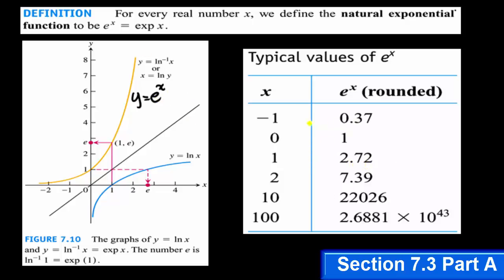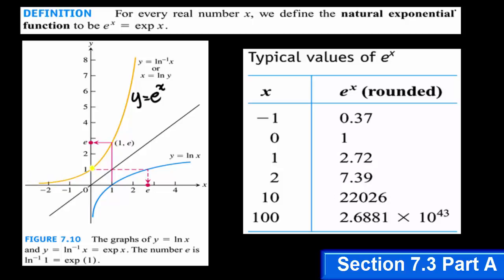So if we have -1, that means it's 1 over e. So there's your -1 for the x, and there's your y value. e to the 0 is 1, so there's that point. e to the 1 is e, so there's that point, and so on and so forth.